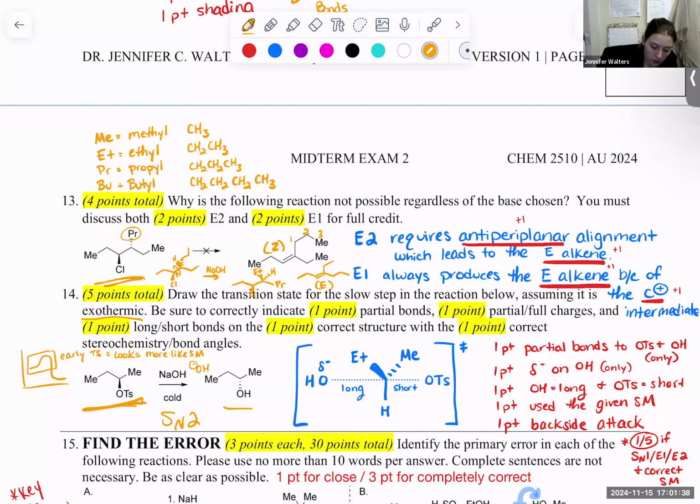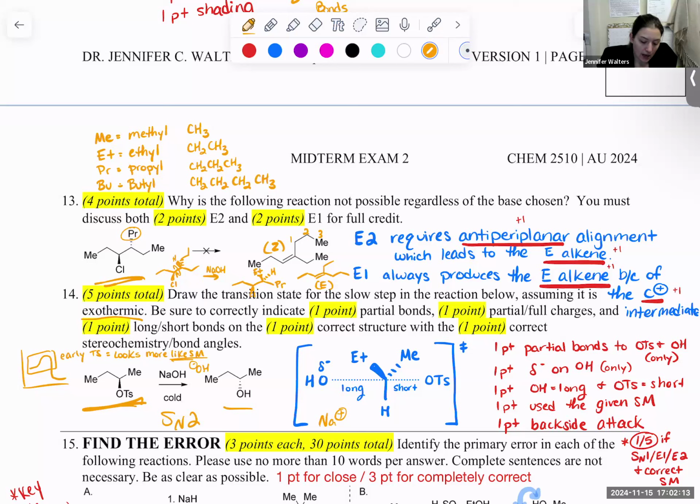If you wanted to, you could draw it in as just Na plus, just chilling by itself, because it keeps the formal positive charge, but it's not actually involved in the transition state. So those are the partial bonds. You need to have it only to the hydroxide and the leaving group, the tosylate. And then we needed to have our partial negative on the OH only, because the early transition state tells me I need to look like my starting materials. The only thing with the charge in my starting materials is that hydroxide.